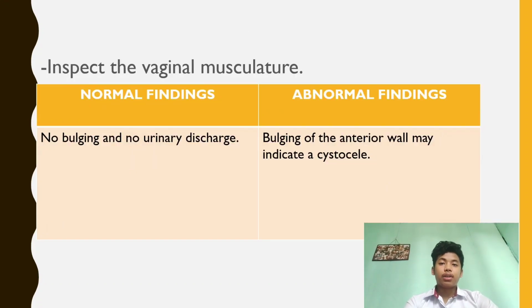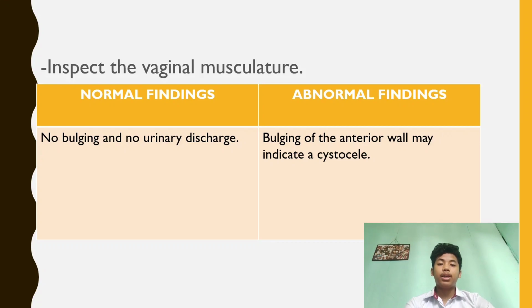Next is to inspect the vaginal musculature. Keep your index finger inserted in the client's vaginal opening. Ask the client to squeeze around your finger. For the normal findings, the client should be able to squeeze around the examiner's finger. Typically, nulliparous women can squeeze tighter than multiparous women. There should be no bulging and no urinary discharge.